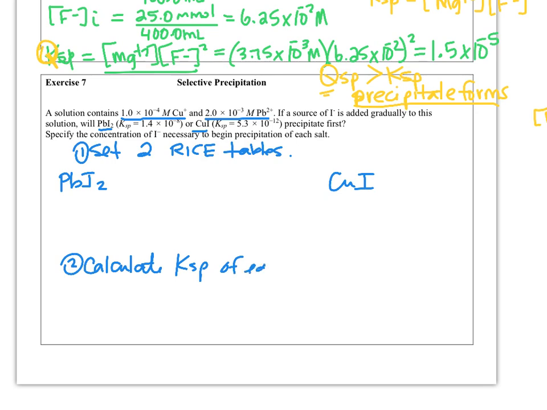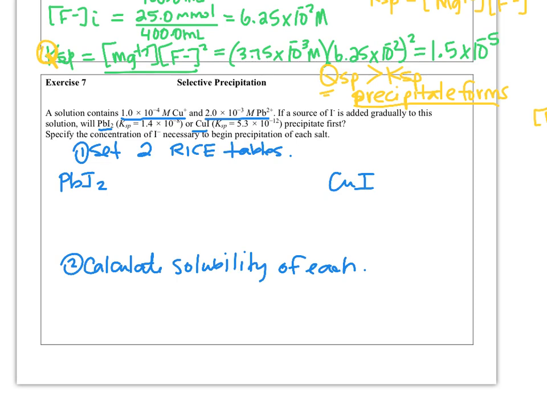Of each. Not the KSPs. What are we doing? We're calculating the solubility of each. Sorry, I meant to say solubility. Calculate the solubility of each. Because really, all we're trying to do is calculate the solubility, or molar solubility, if you want to call it that, of each. All right? So we're really just trying to find what is the molar solubility of each one.